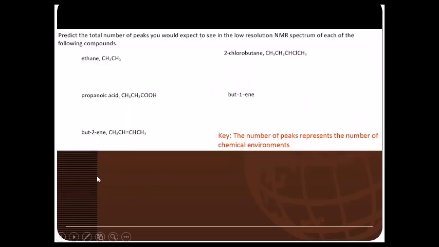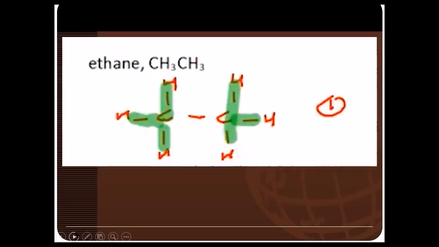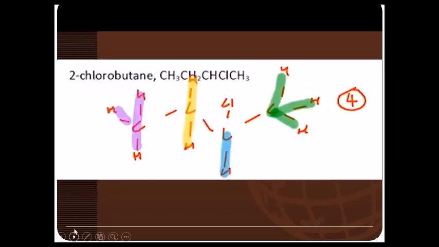Next, we will do 2-chlorobutane. We have CH3, CH2, CHCl, CH3. Oh, look, we have a halogen in here. Okay, so let's draw it out. 2-chlorobutane: CH3, CH2, CHCl, CH3.